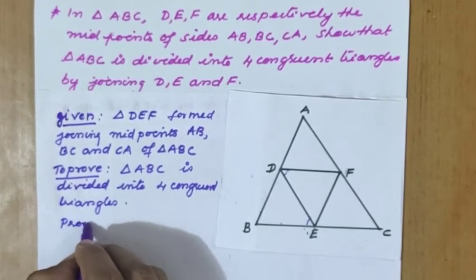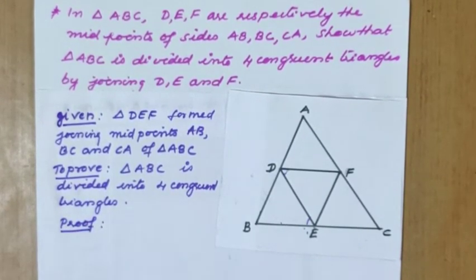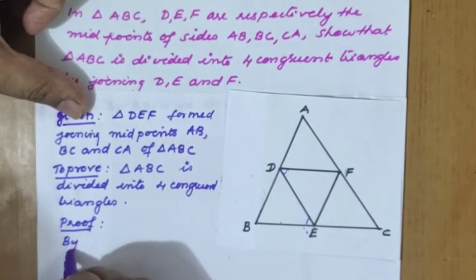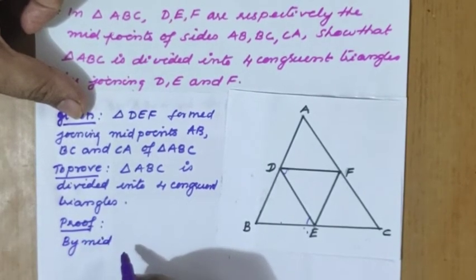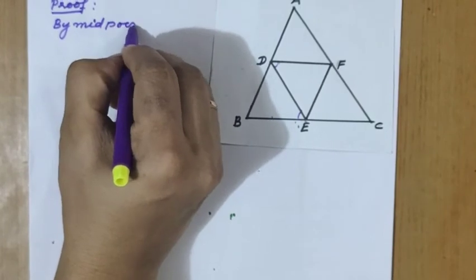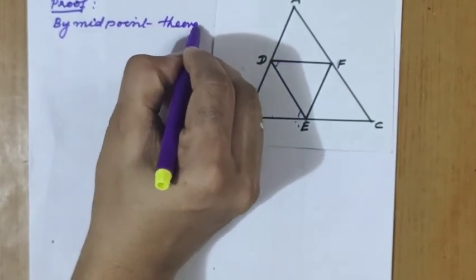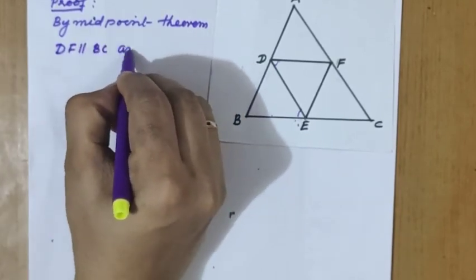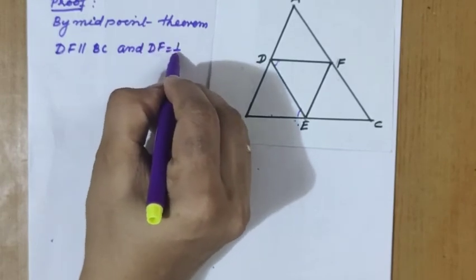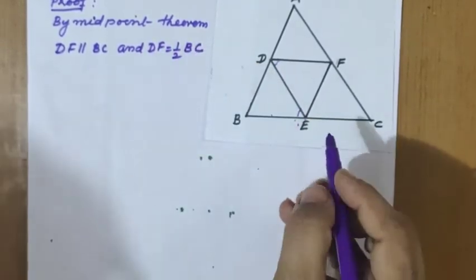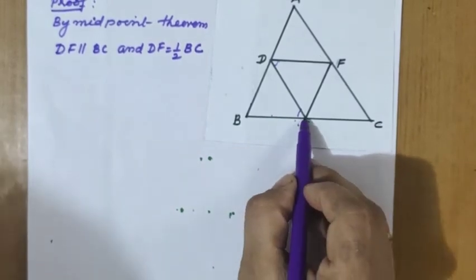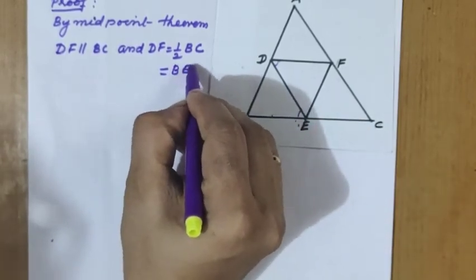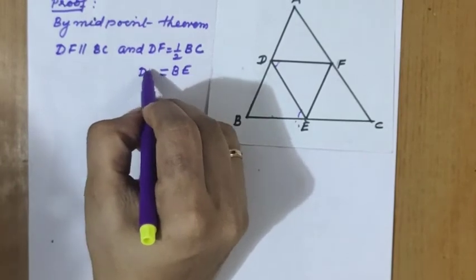Now proof, we have to go. So the first step, we are using that by midpoint theorem. We will write here: by midpoint theorem, DF parallel to BC and DF equal to half BC. Okay. Now what is half BC? Because E is the midpoint, right? So I can write here, that means it is equal to BE. So DF equal to BE.